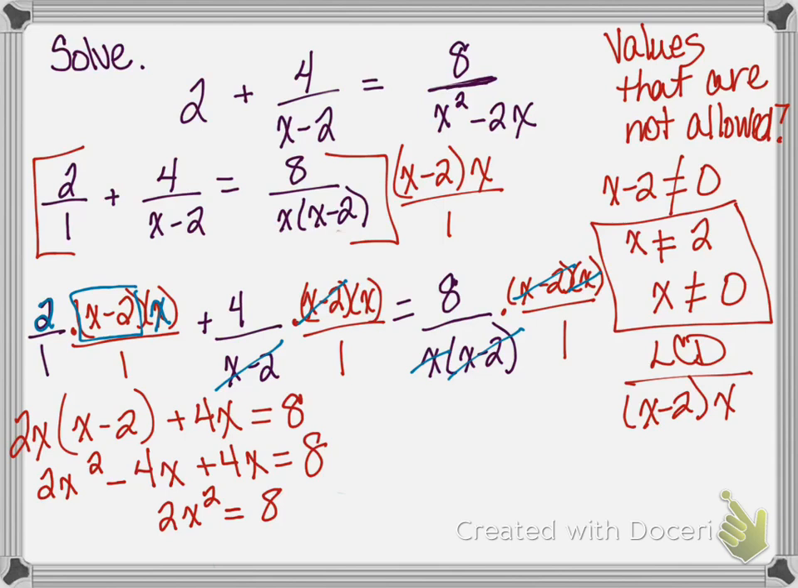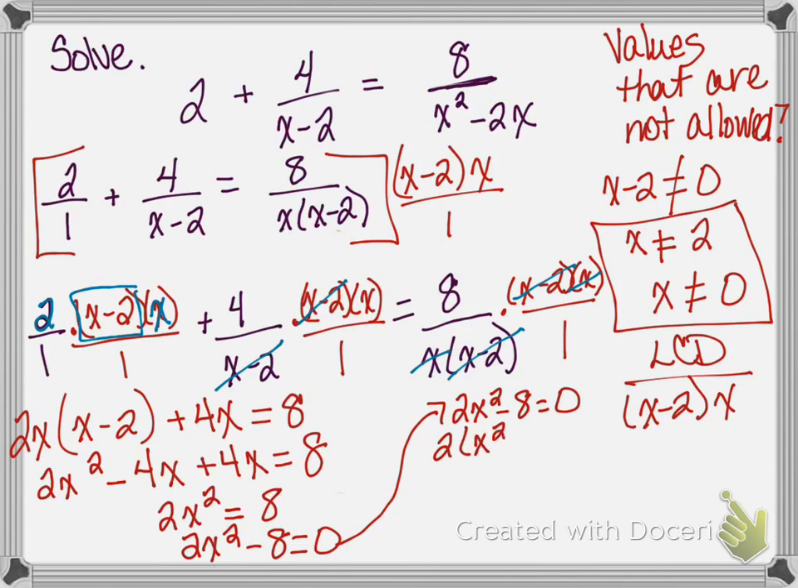Because it's a quadratic, anything raised to the second power, I have to set it equal to 0 in order to solve it. So I'm going to have 2x squared minus 8 equals 0. What is a GCF I can factor out of that? 2. So I'm going to factor out a 2, and I'm left with x squared minus 4.